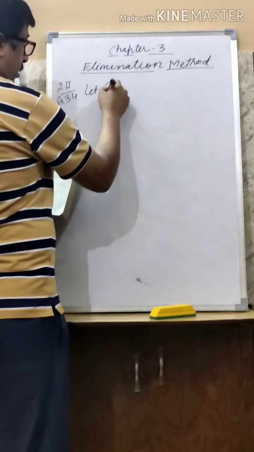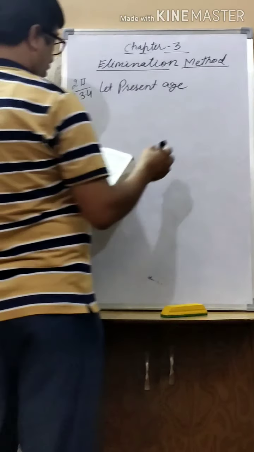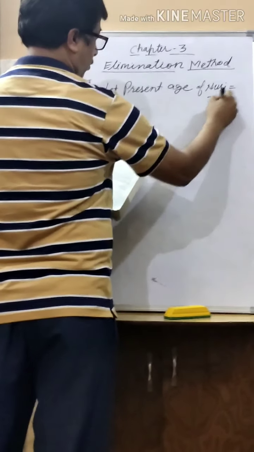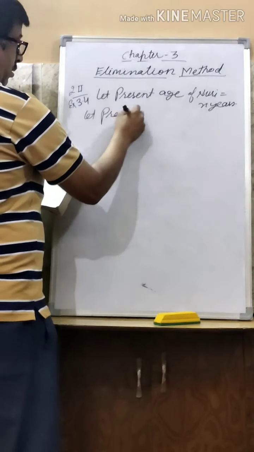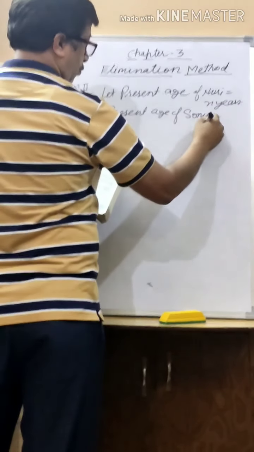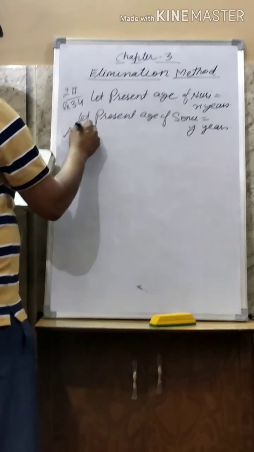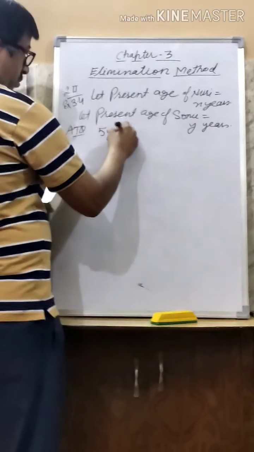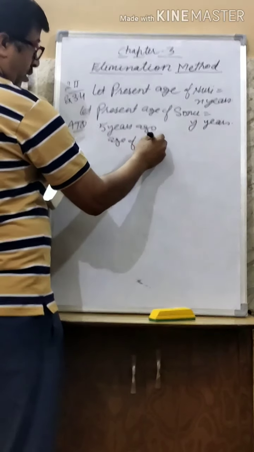So let the present age of Nuri be x years. Let the present age of Sonu be y years. So according to the question, what is it saying in the first case: 5 years ago. So 5 years ago, the age of Nuri.